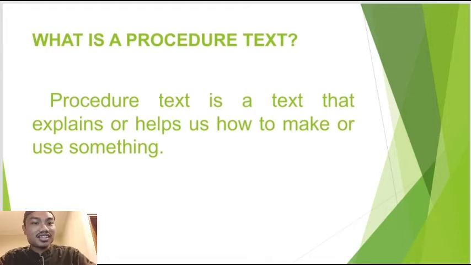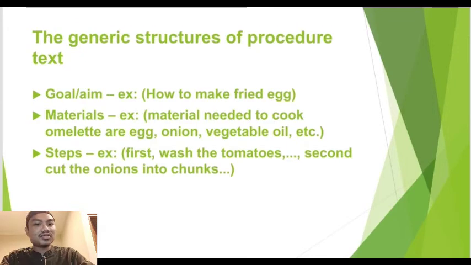So there must be generic structures, of course, of the procedure text. Every text has its own generic structures. Okay, there are 3 generic structures in procedure text. So the first one is goal or aim. The goal or aim can be from the title itself, like this: how to make fried egg, how to make fried rice, how to use an Android. So that is the goal of the procedure text.